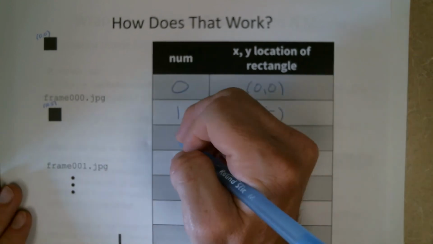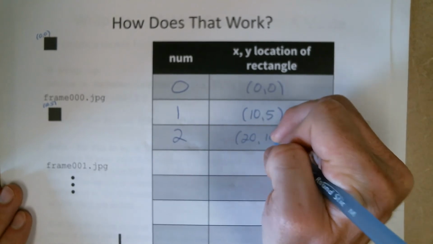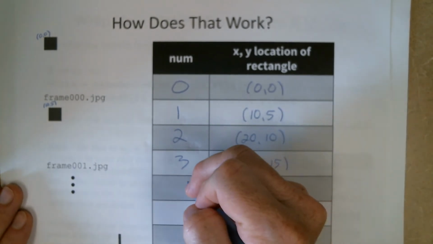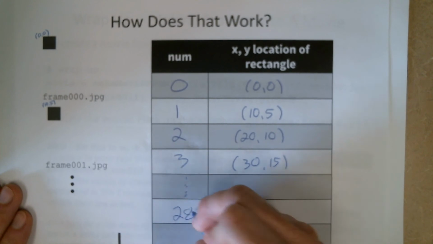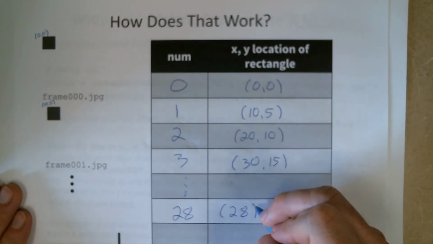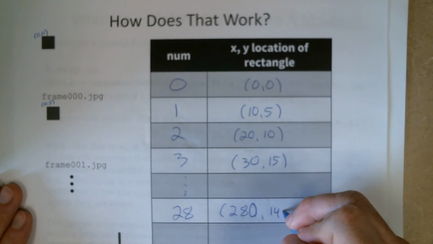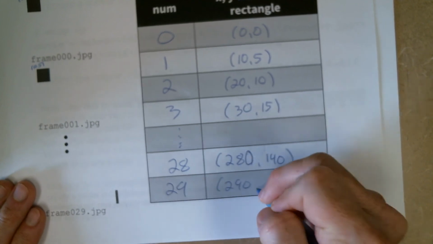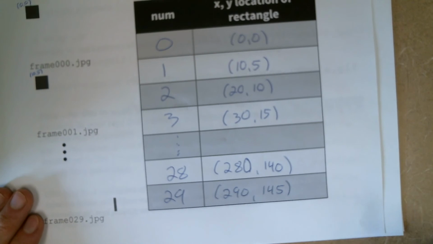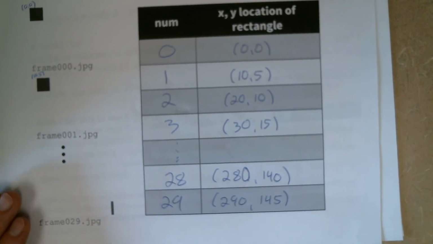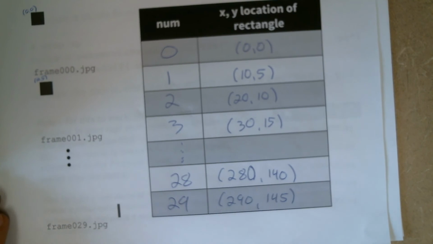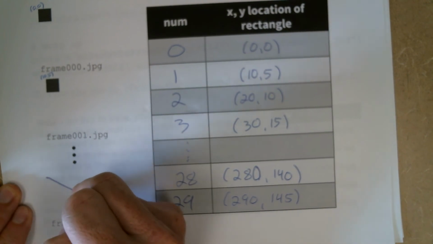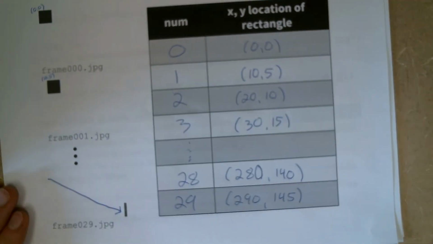All right. So num goes up to 2, and it becomes 20, 10. Num goes up to 3, it becomes 30, 15. And then I'm just going to do some dots. Num goes up to 28, it becomes 280, 140. Num goes up to 29, and it becomes 290 and 145. We just keep creating pictures, and we keep drawing that same rectangle over and over, just in slightly different places. And that's what makes the rectangle start up here and then move down to that bottom right corner.